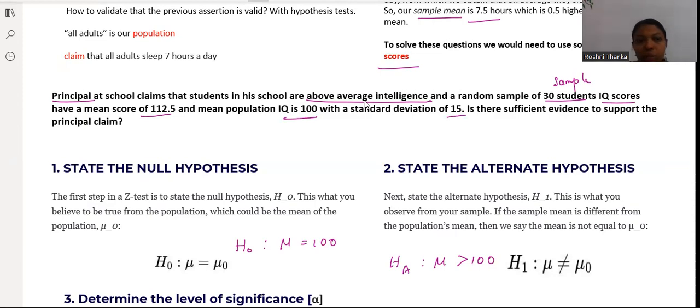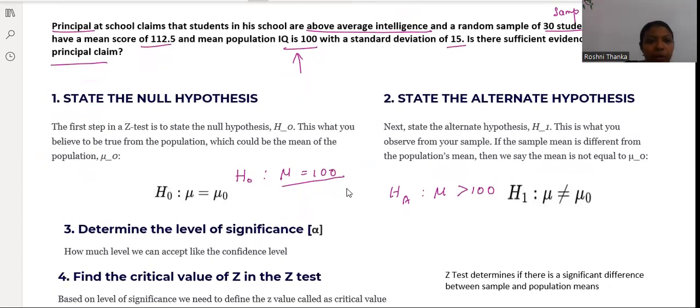Is there sufficient evidence to support the principal's claim? Now we have to prove whether the principal's claim is right or wrong. To prove that, we are going to use the null hypothesis and the alternative hypothesis. From the population we understood the mean, and using the mean we are going to do it. The mean is 100. So that is called the null hypothesis. The first step to prove that is to find the null hypothesis. The opposite of that is the alternative hypothesis.